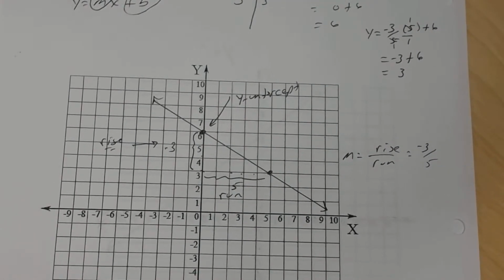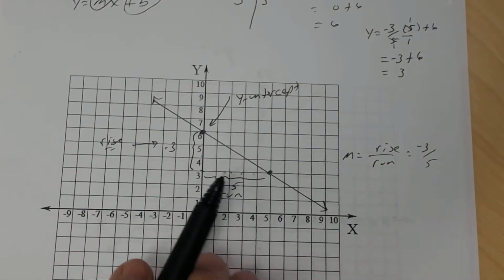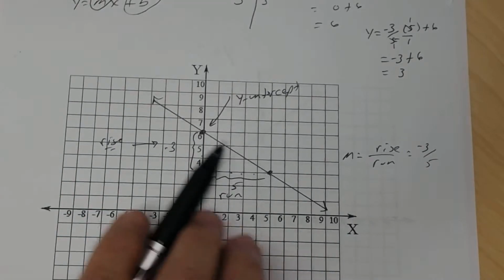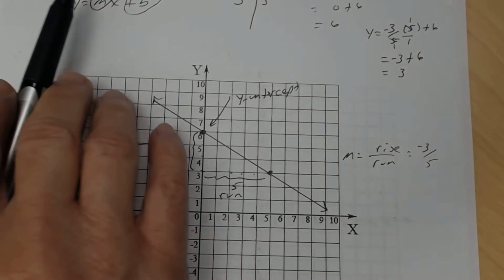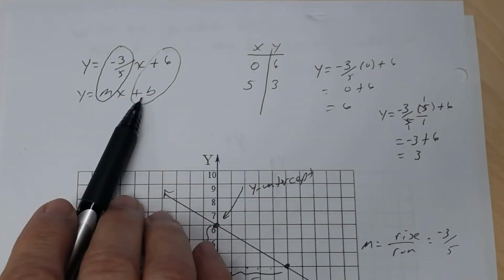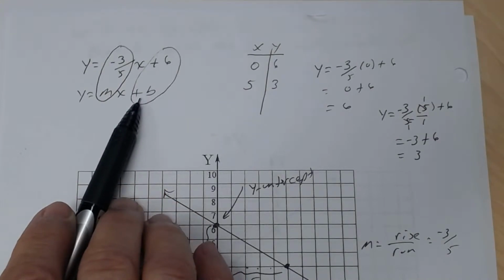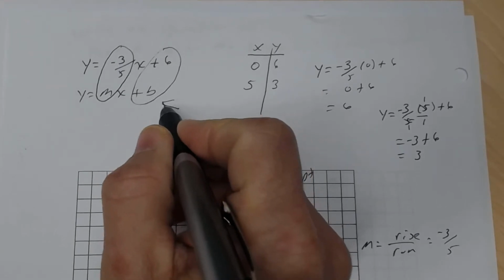Now what I want you to notice is that whenever you're given the slope and whenever you're given the y-intercept, whether it's a graph that's given or just general information about the slope and the y-intercept, you can automatically put it in slope-intercept form. So in order to use slope-intercept form, you have to know the slope and you have to know the y-intercept. Okay, so again, this is slope-intercept form.